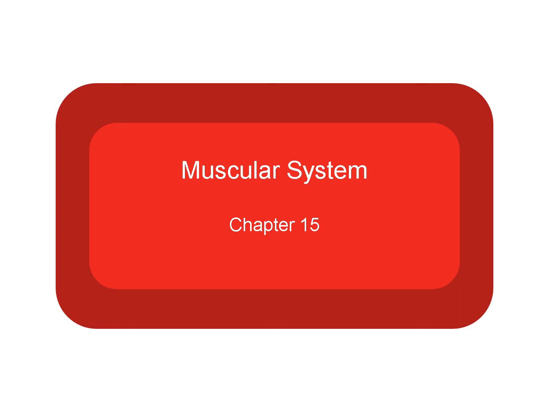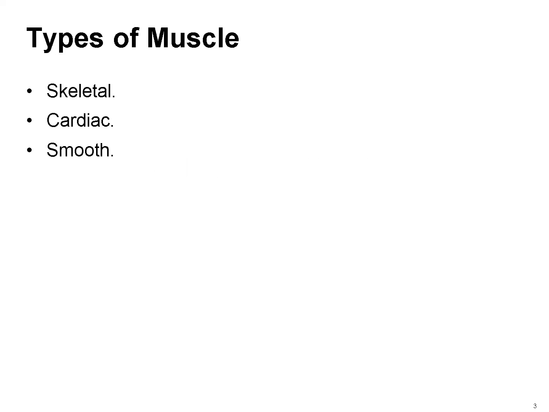Chapter 15, Muscular System. Let's discuss the structure and function of the muscular system. Let's explore the different types of muscles in the human body and their unique roles. Skeletal muscle is the most familiar type. It contracts on demand, allowing us to maintain posture and perform movement with precision and control.